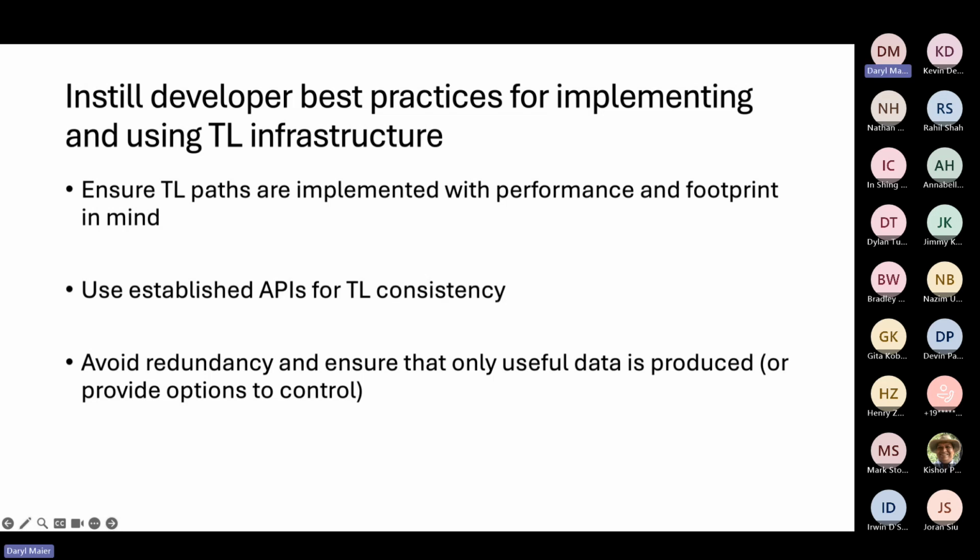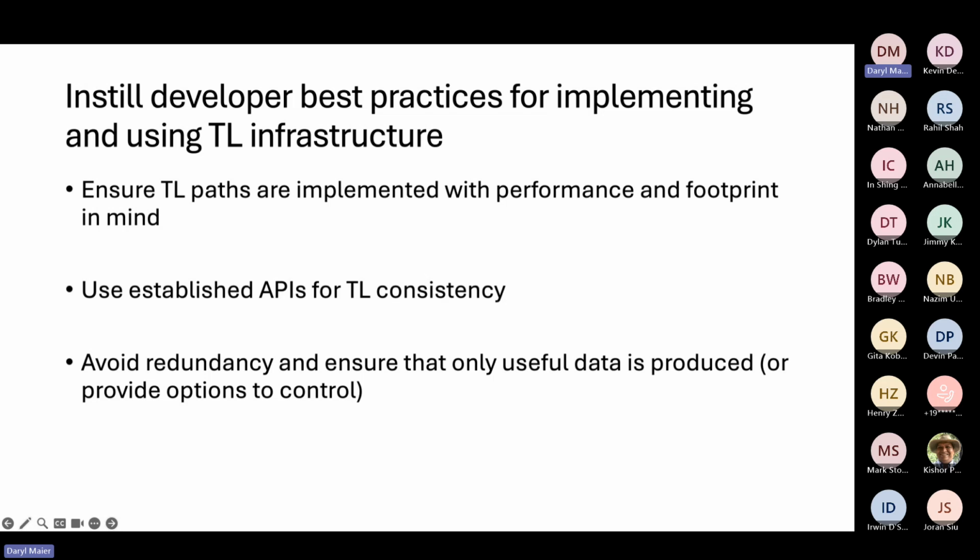Also using the established APIs, just for consistency, right? I mean, right now we've got, like I said, about 5 or 6 different ways of producing tracing and logging code. But really, if we all used the same API for this, if everybody understood what it was and how it worked, then we'd be a lot more consistent, and I think some of these outputs would be more useful.